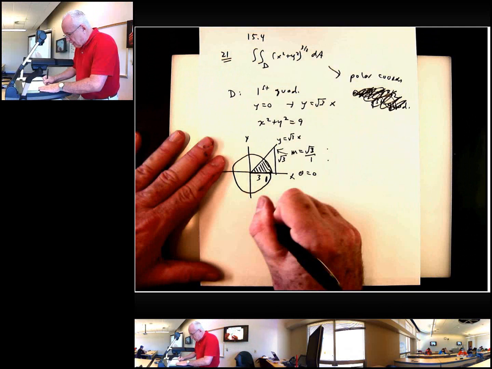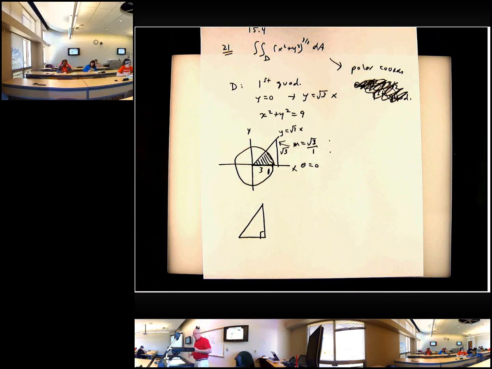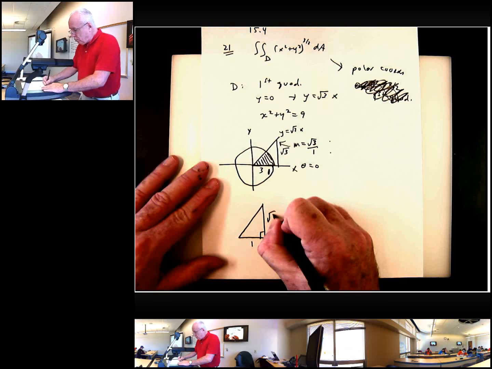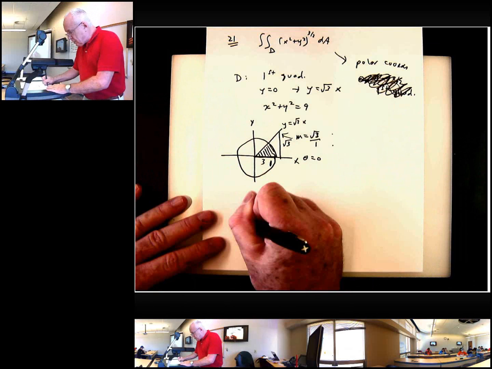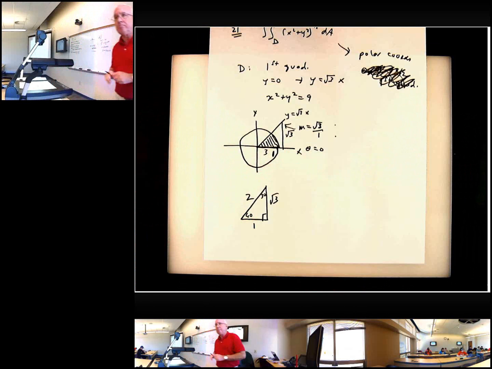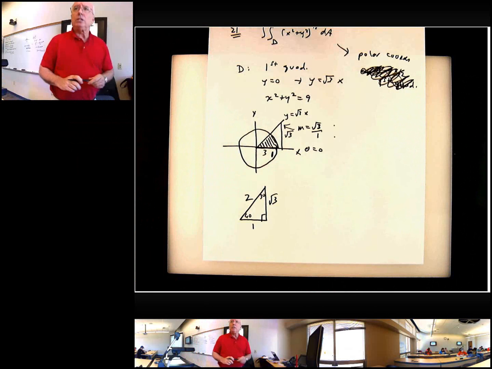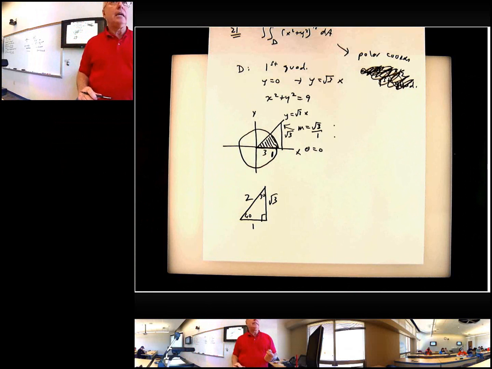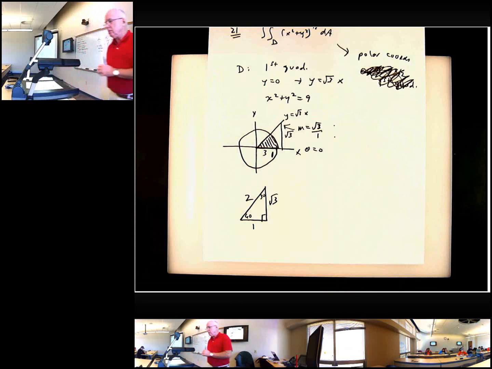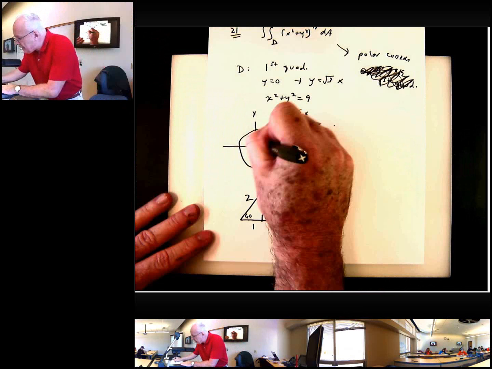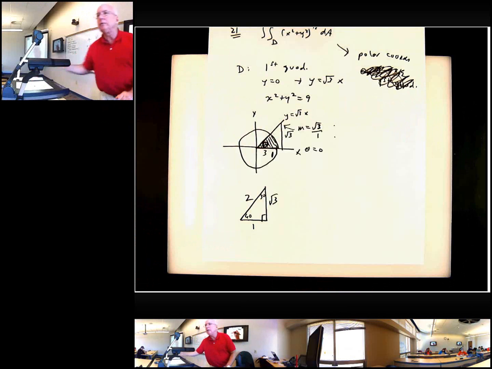So let's look at, I think we might have a triangle that works, right? 1, square root of 3, 2, that triangle, where this is 60 degrees and that's 30 degrees. So what would be our upper limit on theta in this case? It's this line right here. What would be this angle right there? That's marked by that line.